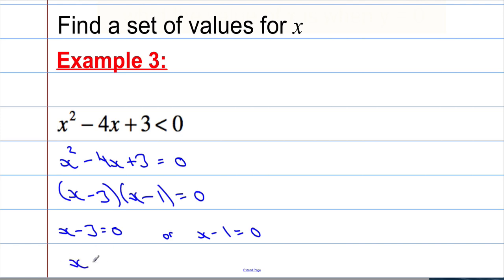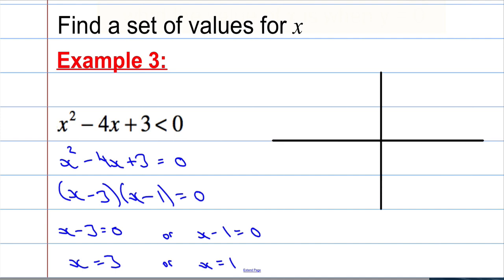which means that x must be equal to 3, or x must be equal to 1. Okay, so we've solved the quadratic equal to 0. Next thing I'd like to do is sketch the quadratic, a quick sketch so I can get my head around what the solutions might be. Okay, so the solutions are 1 and 3, so 1 and 3.